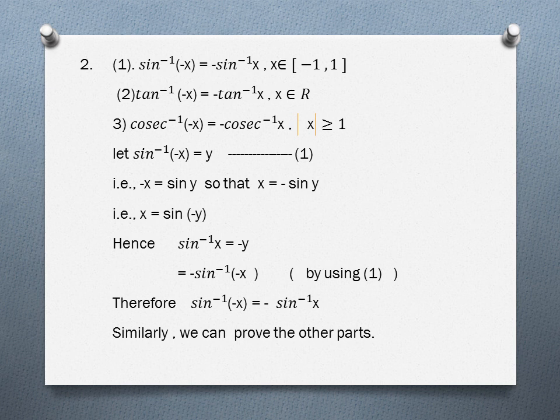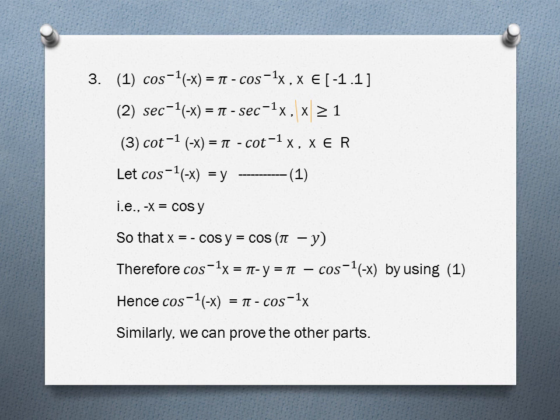First result, I am going to prove it. Let sin inverse of minus x is equal to y. This is equation number 1. Minus x is equal to sin y. Multiplying both sides by minus, x is equal to minus sin y, which is sin of minus y. Hence, sin inverse of x is equal to minus y. By using equation number 1, it is minus sin inverse of minus x. Therefore, sin inverse of minus x is minus sin inverse of x. Similarly, we can prove the other results also.